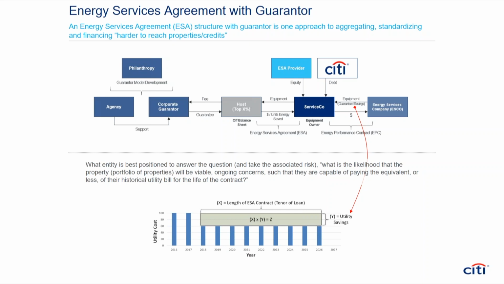That's essentially what we're asking ourselves, right? Will that property be an ongoing viable concern? Will it be occupied? Will it be operating such that it's going to be capable of paying its utility bill? Because that's what we are modeling, that's what we are guaranteeing in a construct like this. So who's better positioned to answer that question? And I have it written out here. Who's better positioned to answer that question for those 1,000 bottling plants?